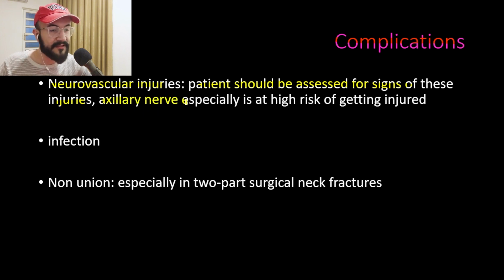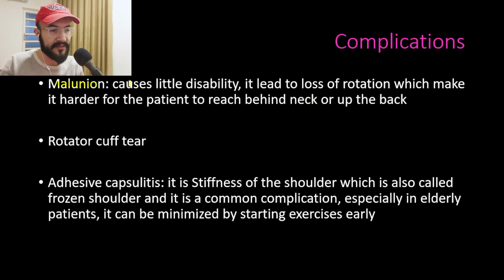The axillary nerve especially is at high risk of getting injured. Another complication is infection, and infection is accounted for if the fracture was open or if the fracture is treated operatively. Another complication is non-union. Non-union occurs especially in two-part surgical neck fractures, and also malunion. Malunion causes little disability, but it leads to loss of rotation, which makes it harder for the patient to reach behind the neck or up to the back.